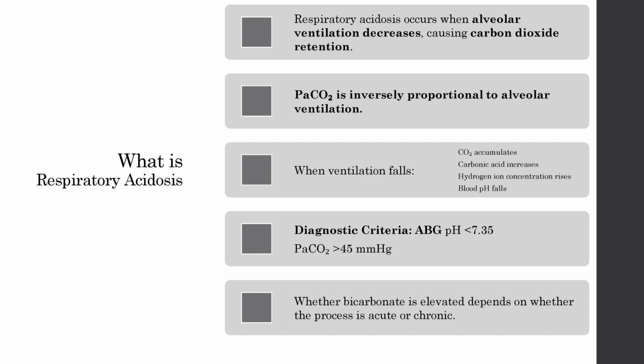Respiratory acidosis occurs when alveolar ventilation decreases, causing carbon dioxide retention. Remember this equation: partial pressure of arterial CO2 is inversely proportional to alveolar ventilation. When ventilation falls, CO2 accumulates, carbonic acid increases, hydrogen ion concentration rises, and blood pH falls. So respiratory acidosis is essentially hypercapnia causing acidemia. Diagnostic criteria: arterial blood gas shows pH less than 7.35, CO2 greater than 45 millimeters of mercury. Whether bicarbonate is elevated depends on whether the process is acute or chronic.